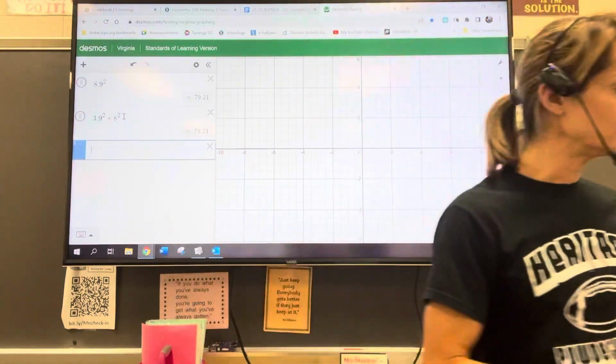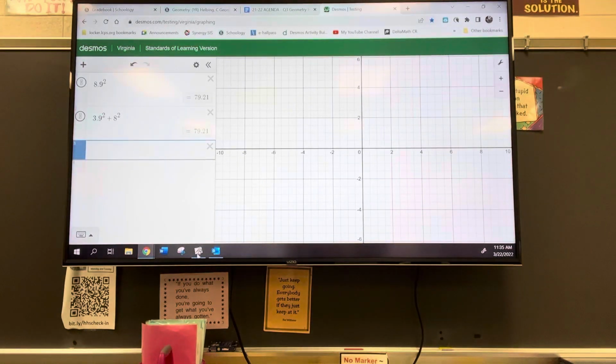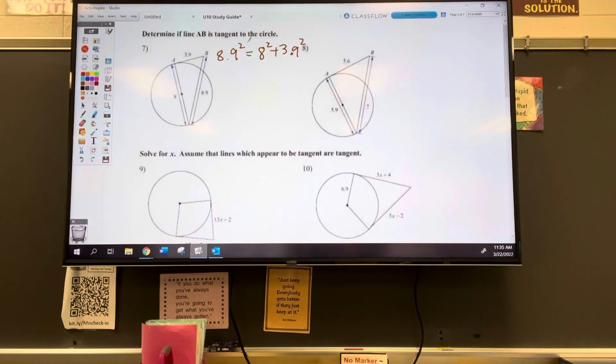So we've got ourselves a right triangle because A squared plus B squared does equal C squared. So I'm going to put a little check here. They're equal. So to determine if line AB is tangent to the circle, we can say line AB is tangent.